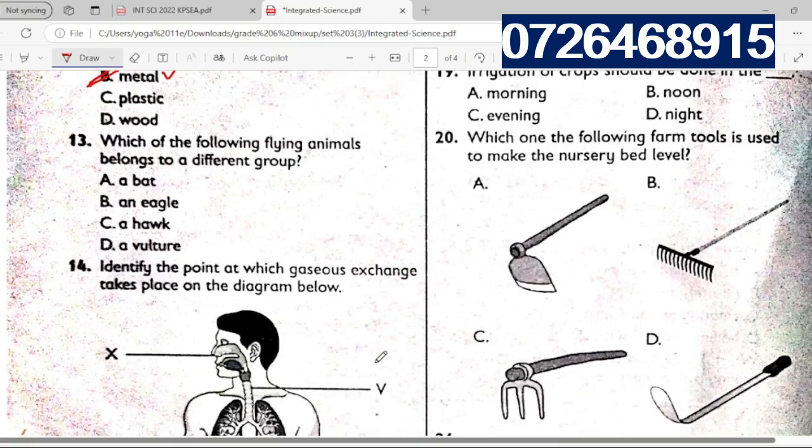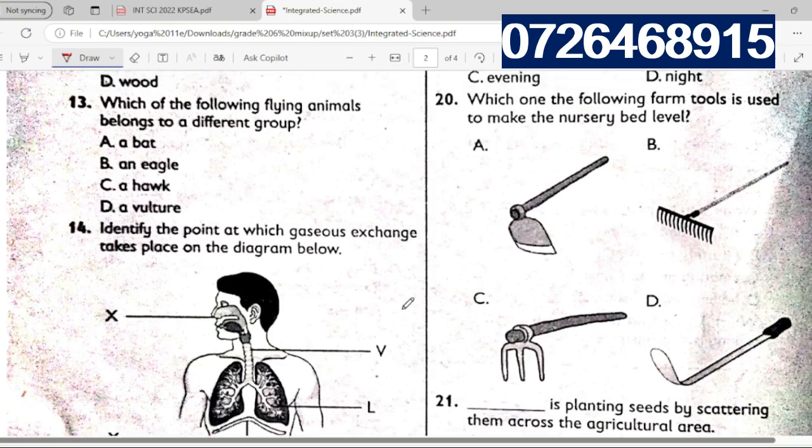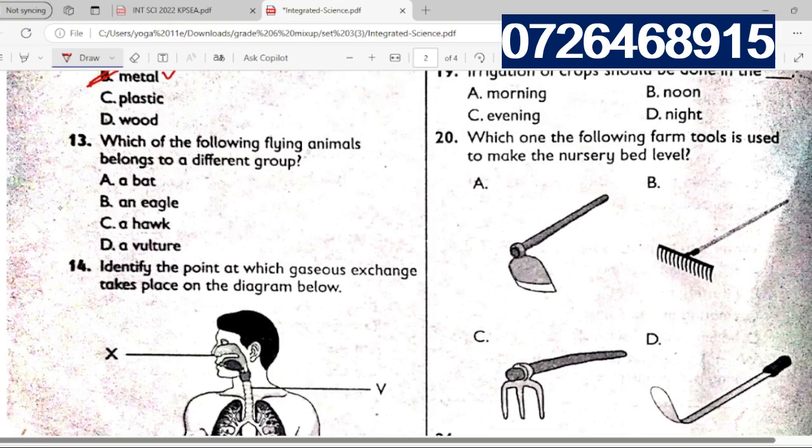Which of the following flying animals belongs to a different group? Eagle, hawk, vulture. Apart from these, remember, this one is a mammal, while all of these are birds. So this one is out.